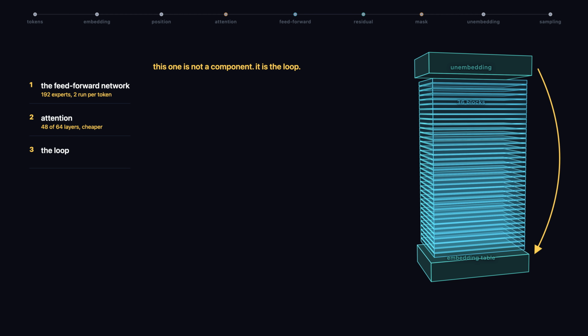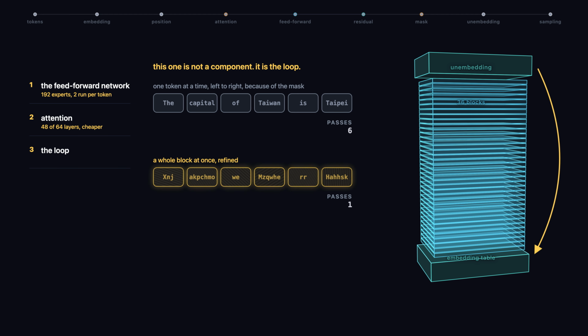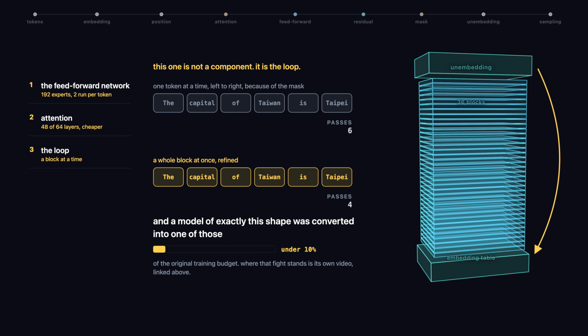Swap 3, and this one is not a component. It is the loop. Everything about that output loop assumed 1 token at a time, left to right, because of the mask. There is a family of models that does not do that, that generates a whole block of text at once and refines it. And in the last couple of months, somebody took a normal model of exactly this shape and converted it into one of those, for under 1/10 of the original training budget. I made a video on where that whole fight stands, also linked above.